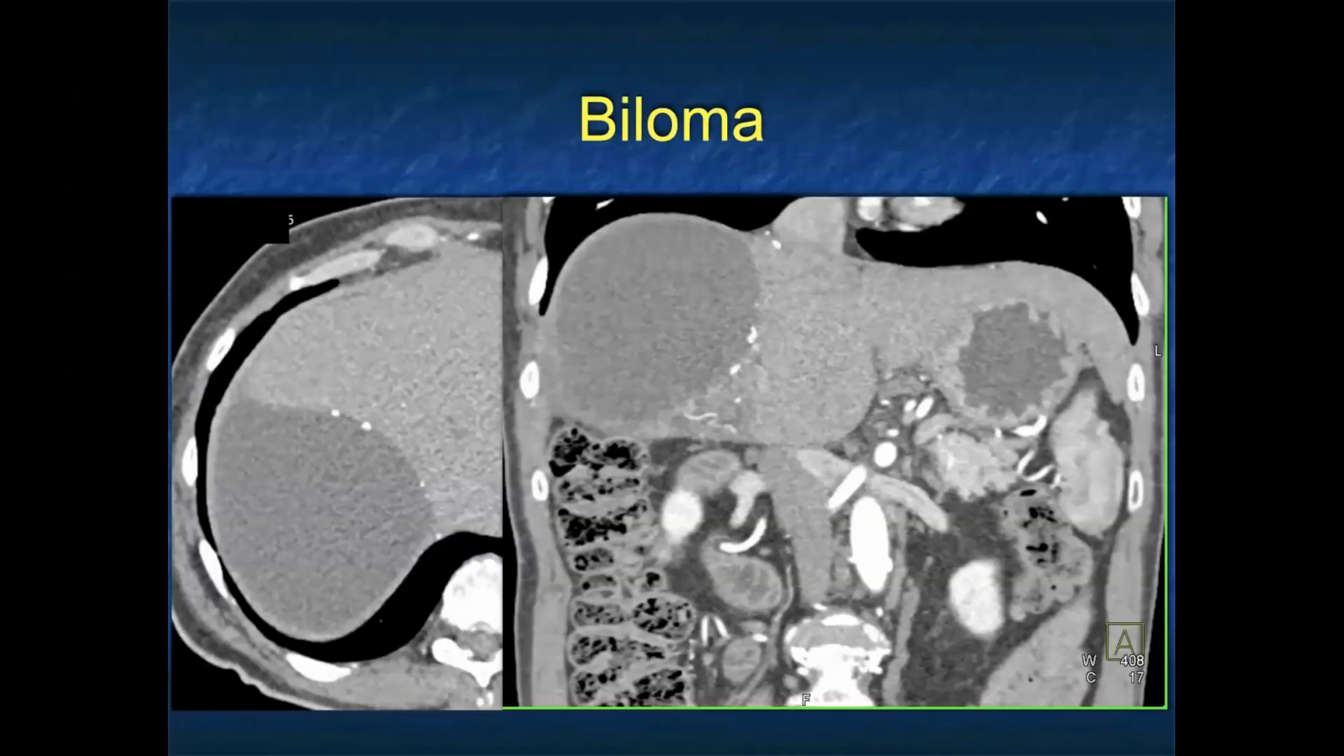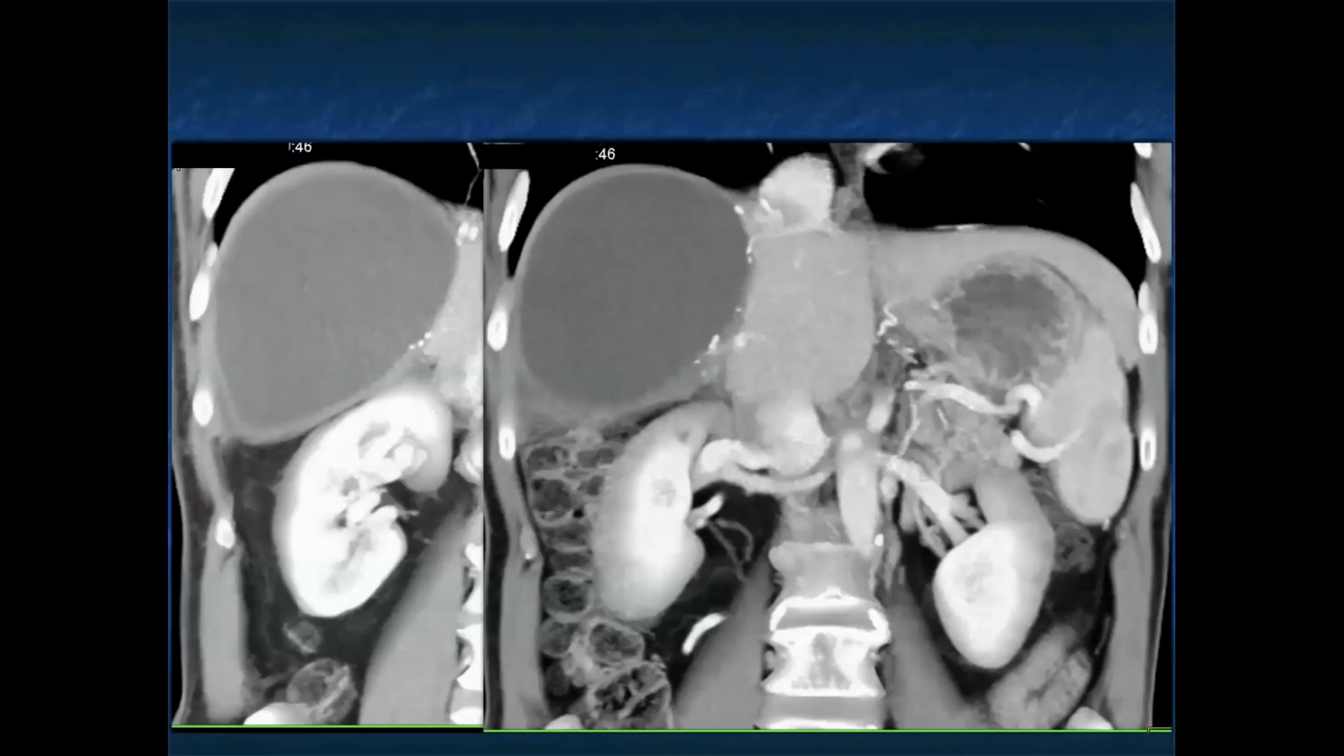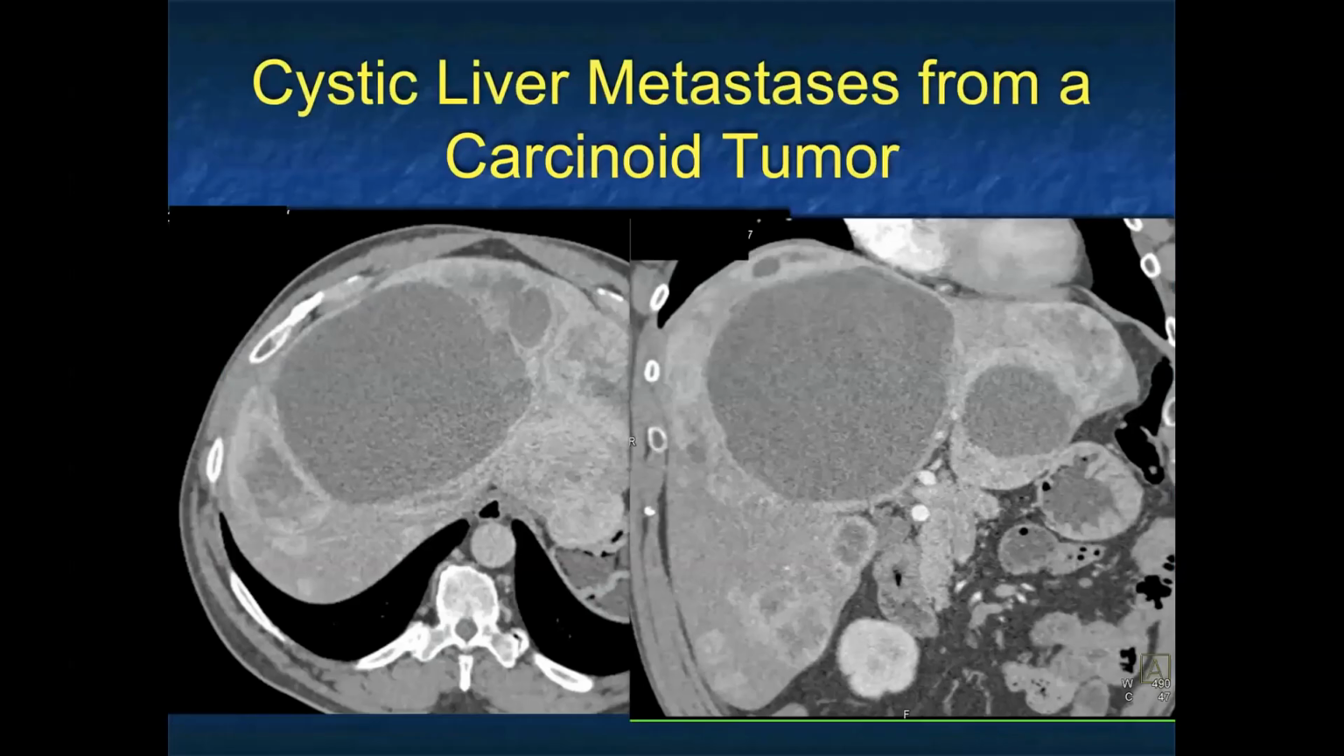In terms of differential, you can see little clips here. This patient had prior surgery. This looks like a cyst, but based on the history, this is a biloma. And bilomas can look identical to simple cysts of the liver. But again, the surgical clips, the history makes life very easy for your diagnosis.